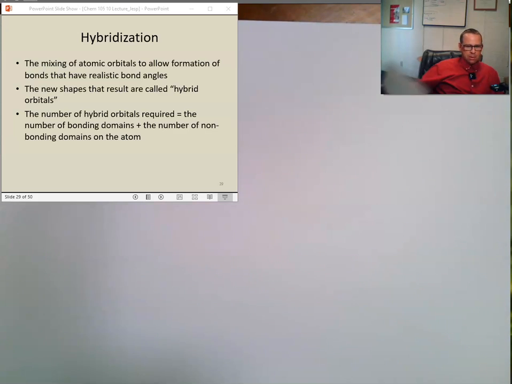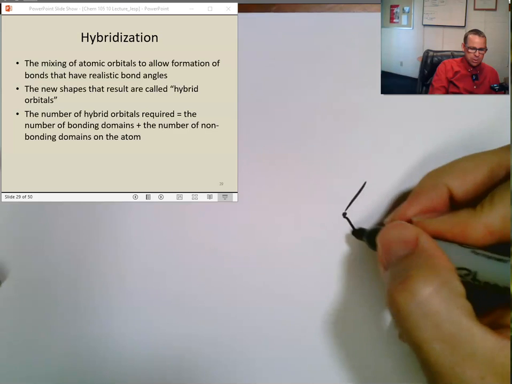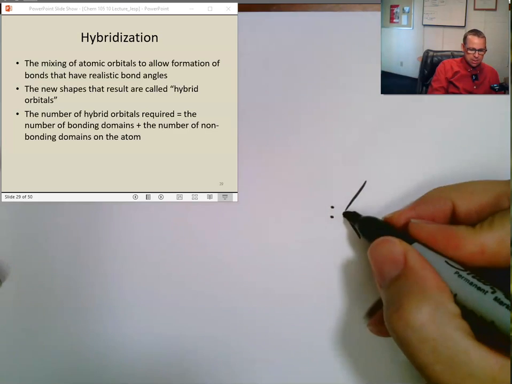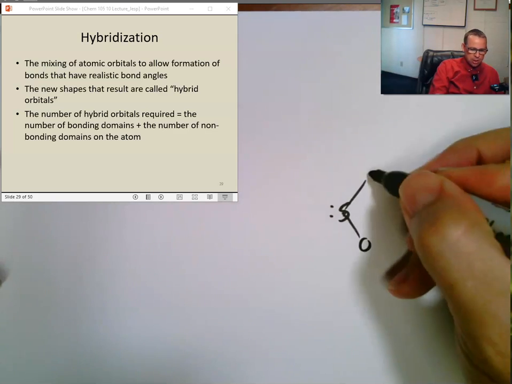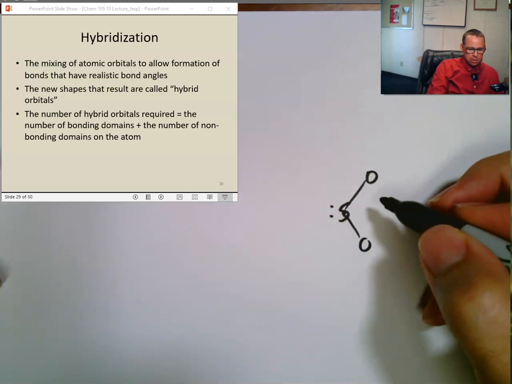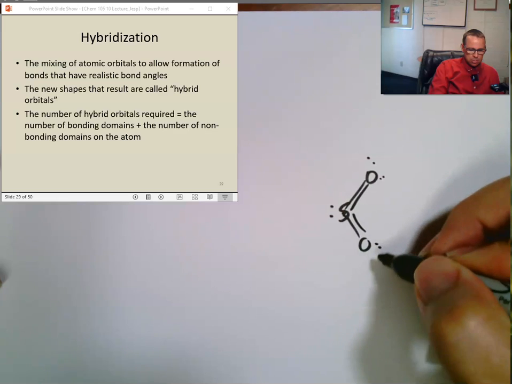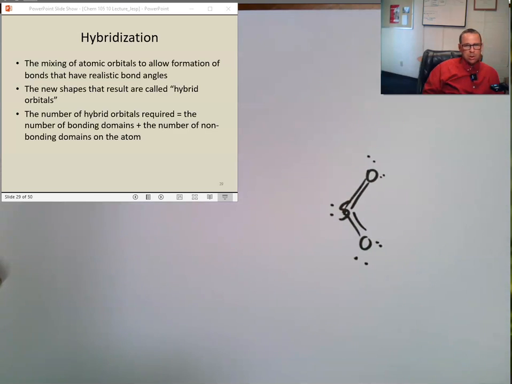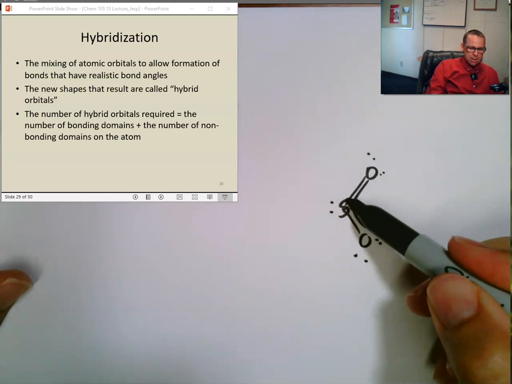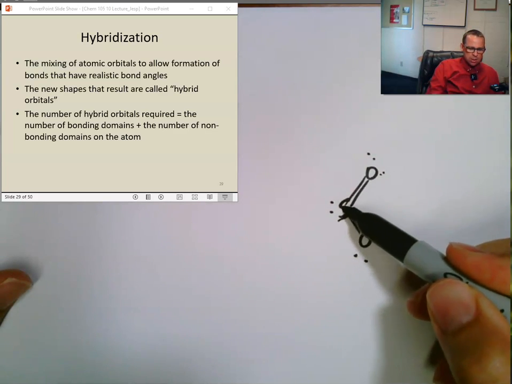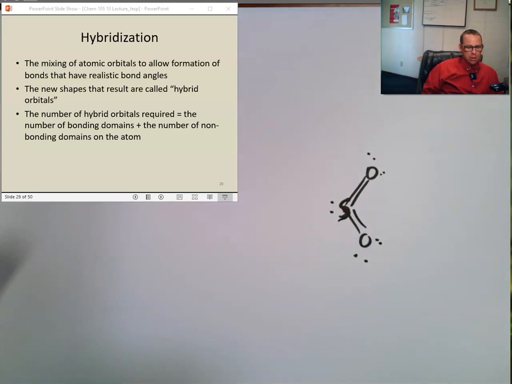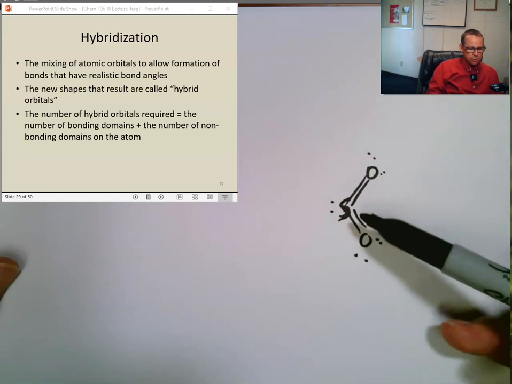David, if I had a central atom here, and I have 3 regions of electron density, let's say this is maybe sulfur dioxide, like that. 3 regions of electron density. What is the hybridization necessary around that sulfur there? How many hybrid orbitals does sulfur need?